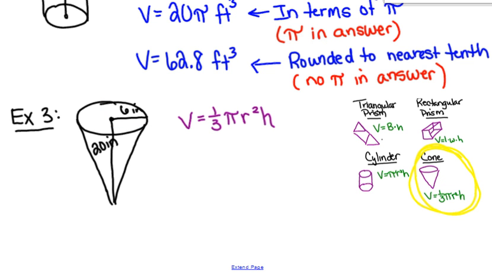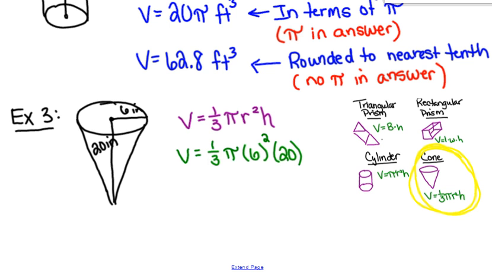And now that I've decided what formula it is that I'm going to use, I'm all set to go ahead and substitute my values into the formula. So the 1/3 and the pi don't change. But my radius here is 6, and I want to square it, times the height of the cone, which is 20.